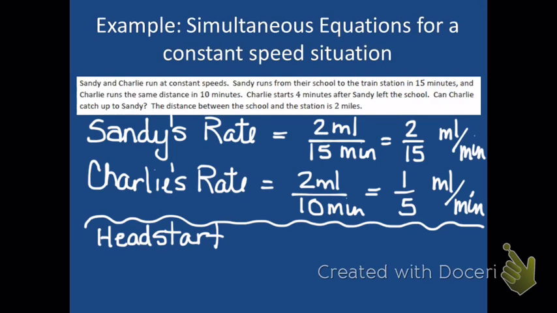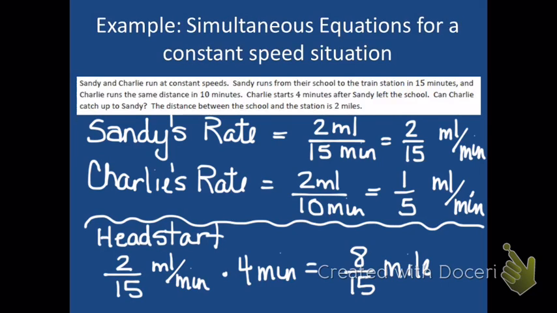Her head start, she's going 4 minutes ahead of him. So how far will Sandy travel in that 4 minutes? In order to write these equations, I need to know where she's going to be when Charlie starts the race, and you'll see that in just a minute. She goes 2/15 of a mile per minute, and if I multiply by 4 minutes, I get that she traveled 8/15 of a mile in those 4 minutes. So she's gone almost half a mile before Charlie even starts.